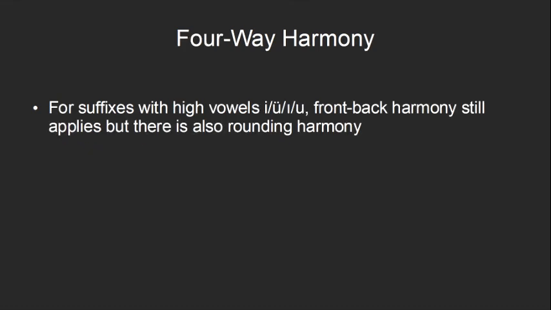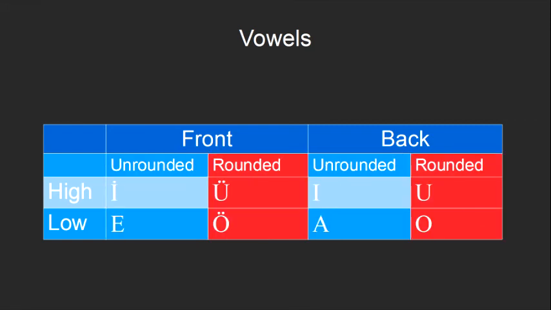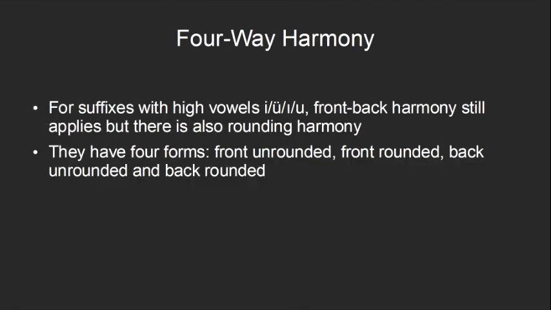For suffixes containing high vowels, ı, i, ü, u, front-back harmony applies just like it does for low vowels, but there is an extra rule of rounding harmony. The unrounded vowels ı and i are used after other unrounded vowels, and the rounded vowels ü and u are used after rounded vowels. This gives each of these suffixes 4 distinct forms: front unrounded, front rounded, back unrounded, and back rounded. So this is called 4-way harmony.